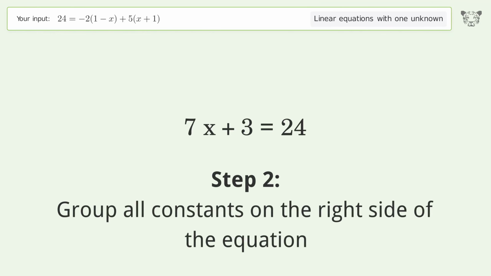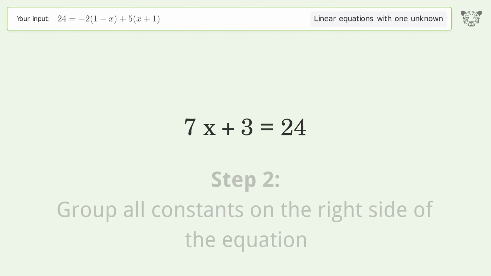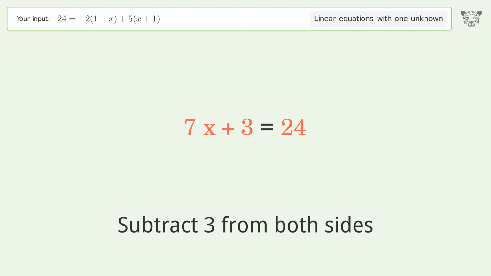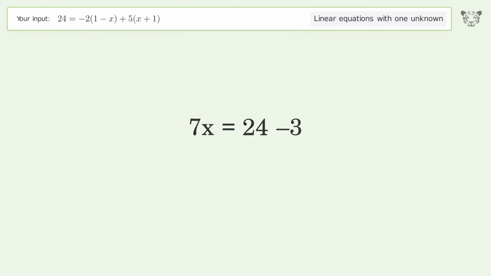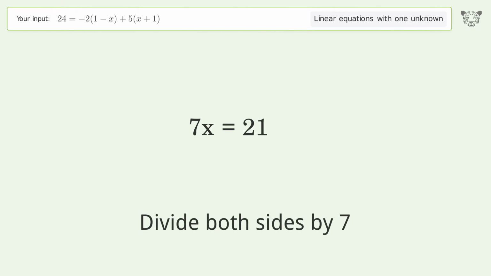Group all constants on the right side of the equation. Subtract 3 from both sides. Simplify the arithmetic. Isolate the x. Divide both sides by 7.